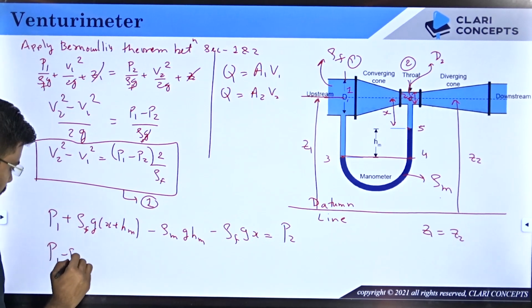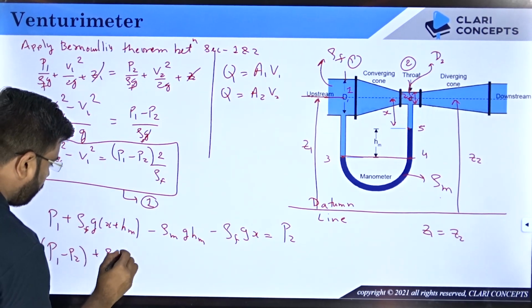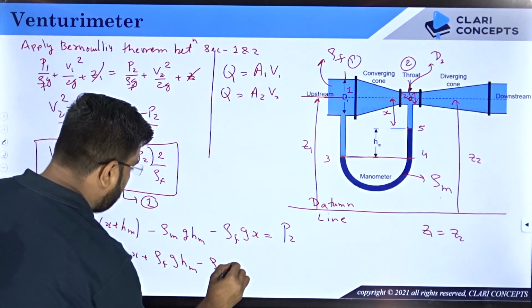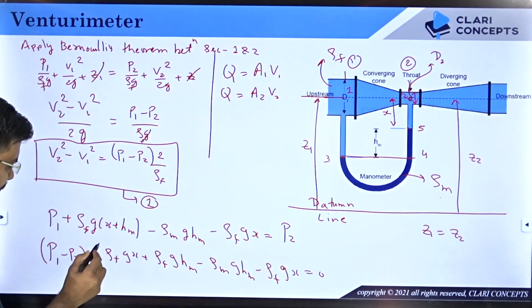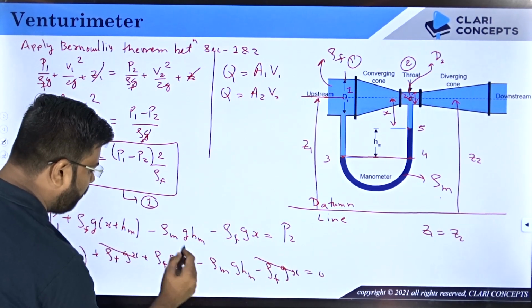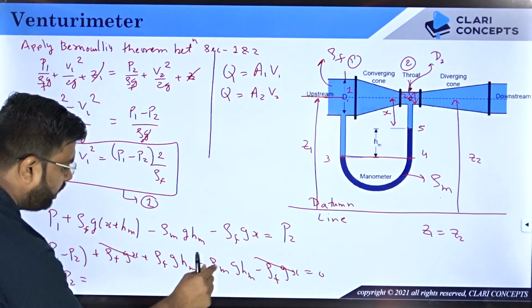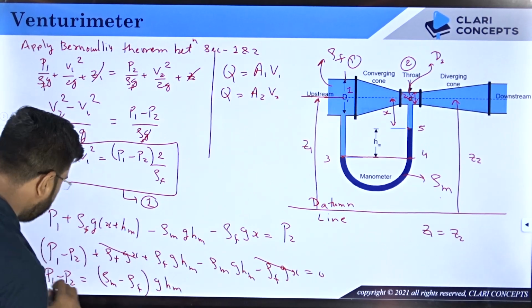So P1 minus P2, and if you open up this bracket, so plus rho f g x plus rho f g hm minus rho m g hm minus rho f g x equals to 0. So plus rho f g x and minus rho f g x will get cancelled. You are left with two terms. If you take these two terms on the right hand side, you will get P1 minus P2. P1 minus P2 will be equals to, when you take this to the right hand side, this will become plus, this will become minus. So when this is plus, you can take g hm common. So you can say rho m minus rho f in bracket g hm is the pressure difference, isn't it?